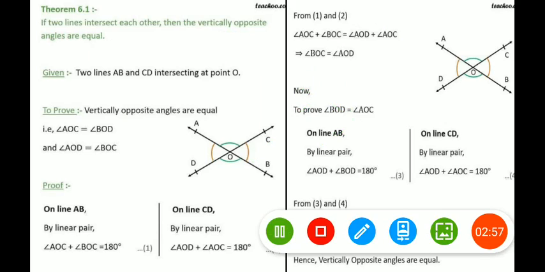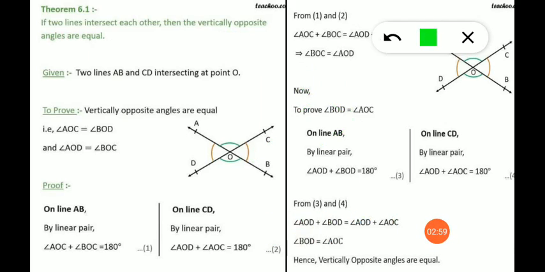Whenever we have to prove any theorem or any question, we have to follow certain steps. The first step is to write given. Given means what is given in the question that we have to write. From the theorem, the first part is the given part. So what is given? Two lines which intersect each other. Let AB and CD be the two lines which intersect at point O. So this is our given.